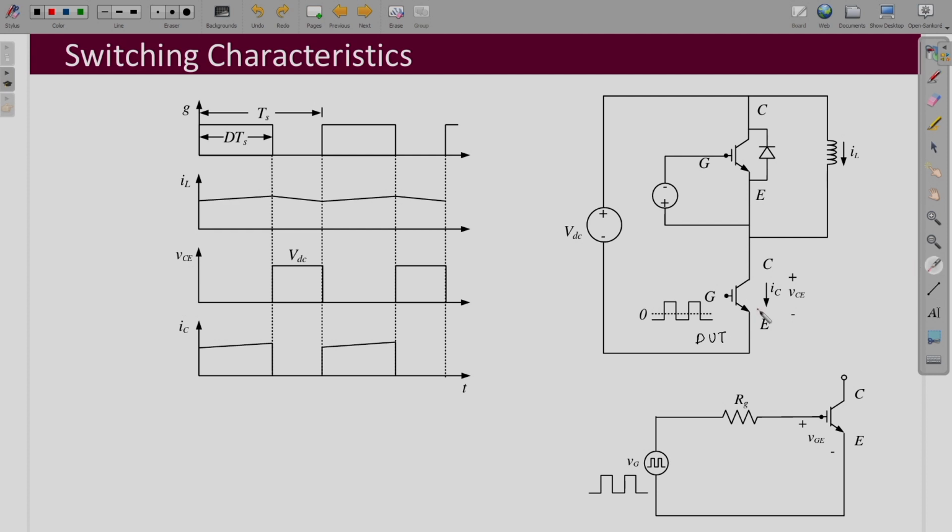Then what happens is that as you provide a positive gate pulse to it, it turns on and starts to conduct, and then current flows from here through this inductor. And when it is turned off, that means we apply negative voltage between gate and emitter, at that time this current freewheels and flows through this antiparallel diode.